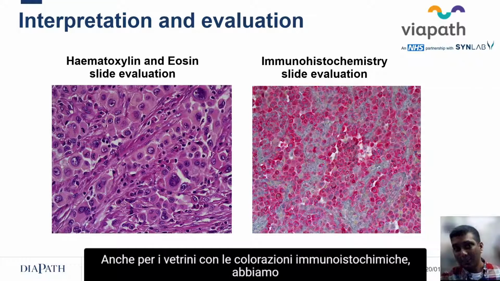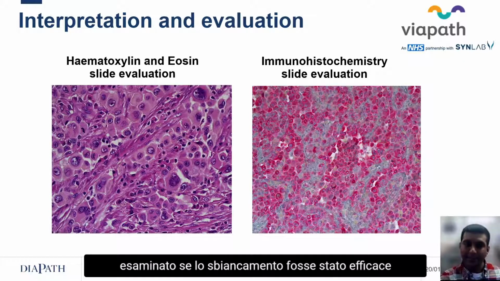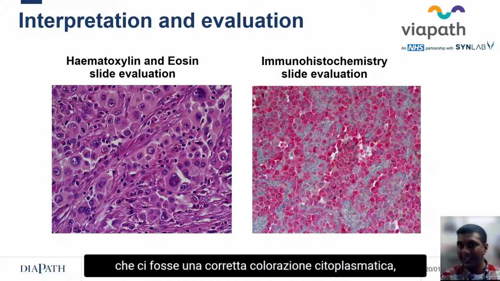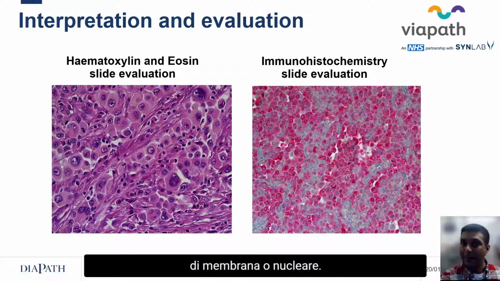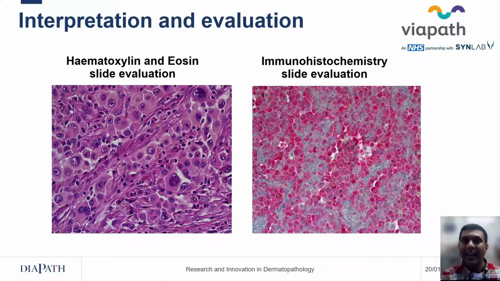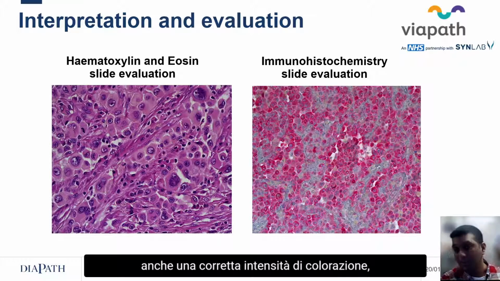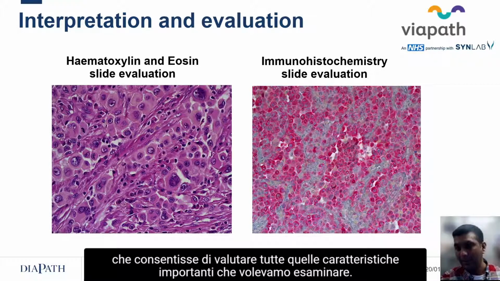So for the immunohistochemically stained slides, we again looked at whether the bleaching was effective in removing the color from the melanin pigment. Again, we looked to make sure that the antigenic localization was correct, so we were seeing correct cytoplasmic and membranous or nuclear staining. We also looked to see if there were any artifacts such as overstaining or background staining, and ensured there was correct intensity of staining as well, which are all important characteristics that we were looking for.